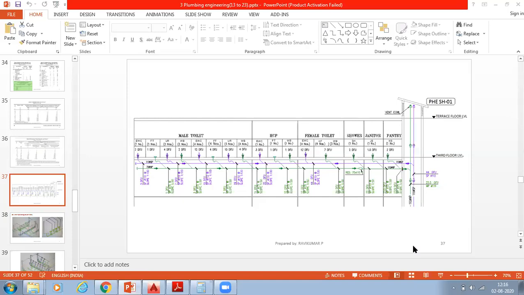Do you have any doubt about taking the pipe size? Hello, tell me. Sir, are you going to give any exercise for designing the pipe size? Sorry, your voice is not clear. Are you going to give any exercise for designing the pipe size? Yes. Hello, yes, yes. Okay.